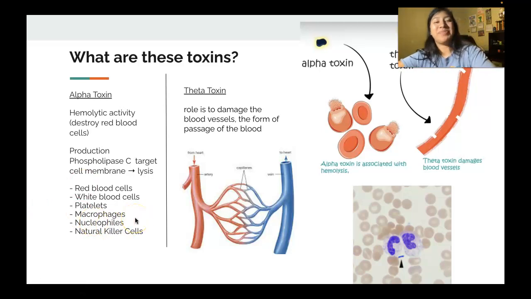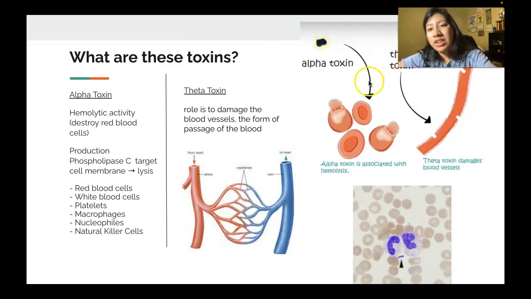So you also have theta toxins, and their main role is to damage the blood vessels. This is very important to note because the blood vessels are the only passage that the blood can flow through. And blood is actually one of the main sources of oxygen around your body. So they really, really want to destroy those passages and destroy the blood because they don't like oxygen.